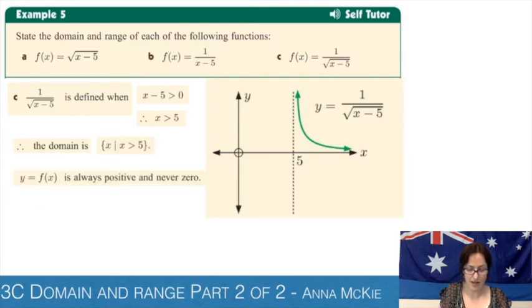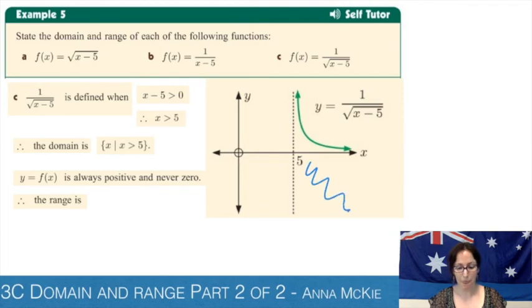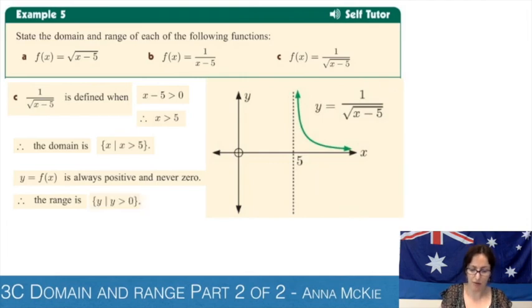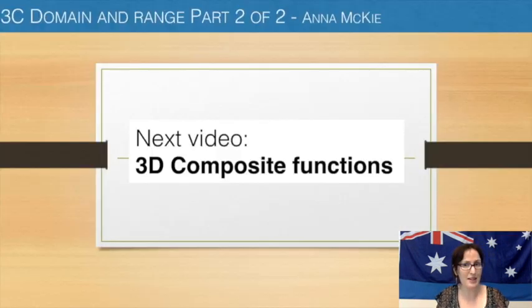There we are. And the range is all the values of y. So you look up the vertical axis and you can see there's nothing down here and it's all up here. Is it ever 0 though? No. There's no way we could ever get a 0, so it's always greater than 0.